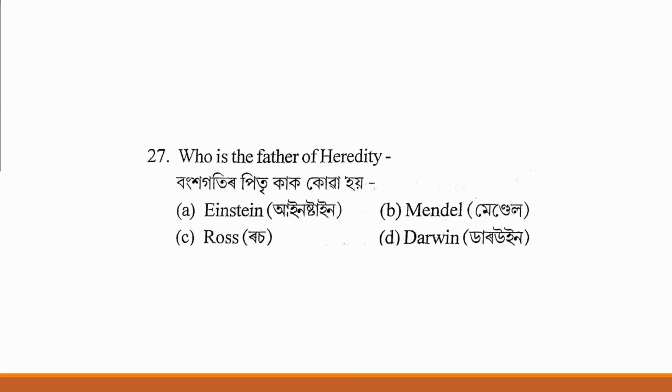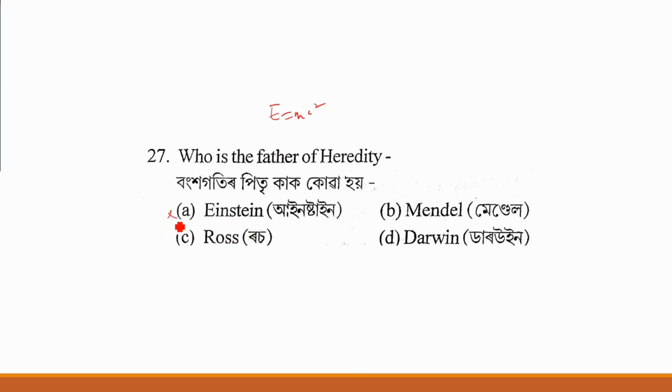Our next MCQ is, who is the father of heredity? Option A, Einstein. Option B, Mendel. Option C, Ross. Option D, Darwin. Now we know about Einstein, isn't it? Einstein is related to many things. Einstein is basically known for his theory of relativity and the equation E equals mc squared. So this will not be the option.